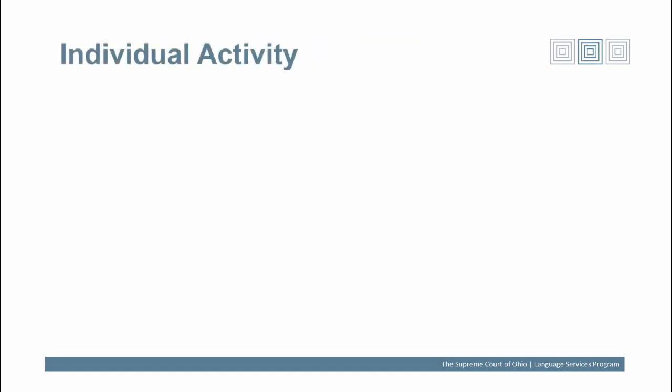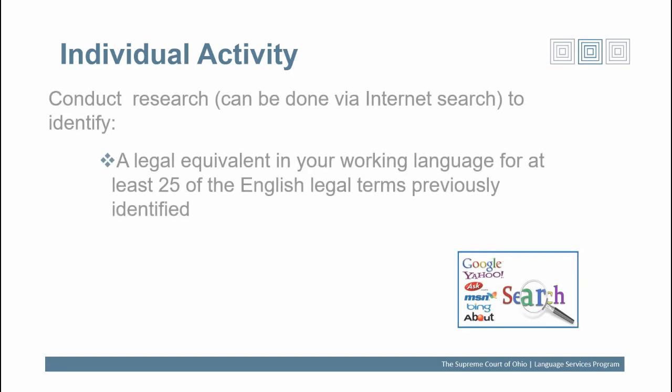Before we continue learning more legal terms, spend some time researching on the internet and identify a legal equivalent in your working language for at least 25 of the more than 70 terms previously discussed in this lesson. Use the handout 3A provided to write them down.